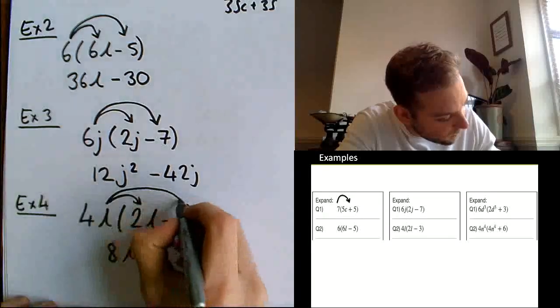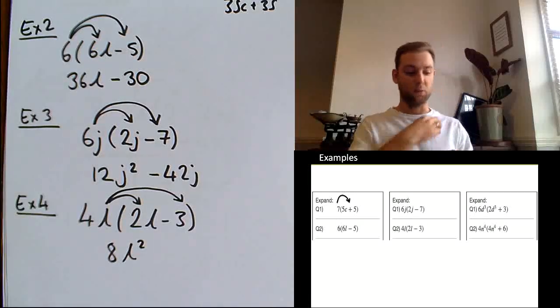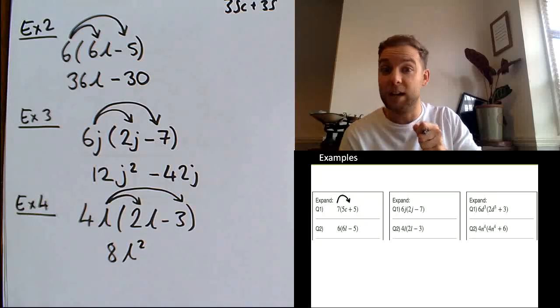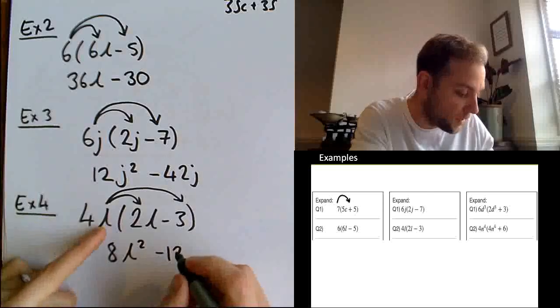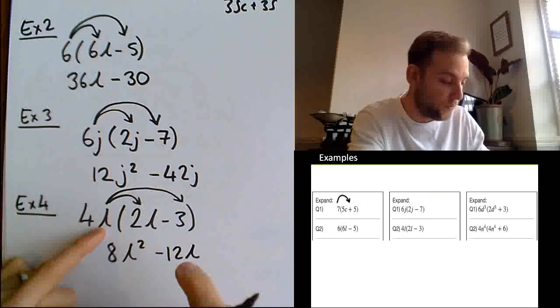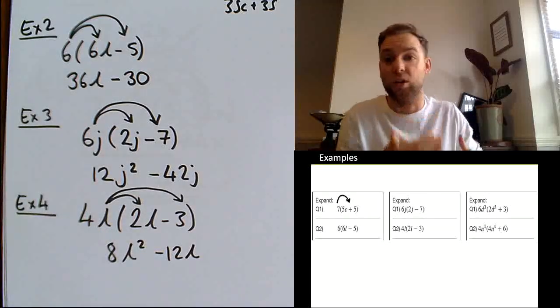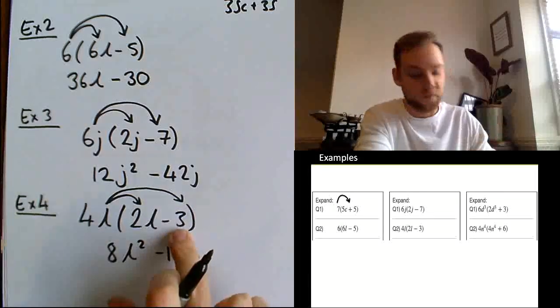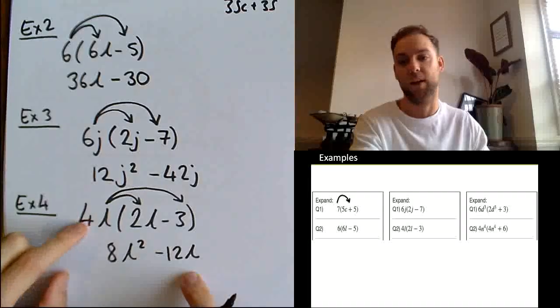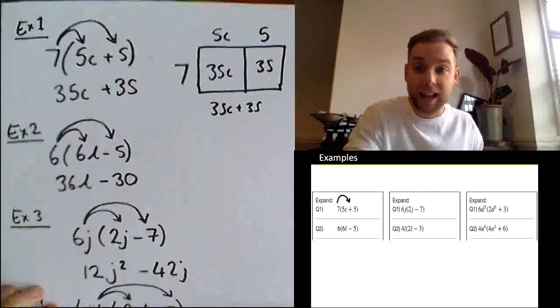And then 4l times by minus 3, well 4 times by minus 3 is minus 12. So minus 12 and times by the L as well. There's nothing over here, so it's not going to be squared, it's not going to be cubed, it's just minus 12L. What is minus 3 lots of 4L? Minus 12L. Brilliant. So, let's step it up again.